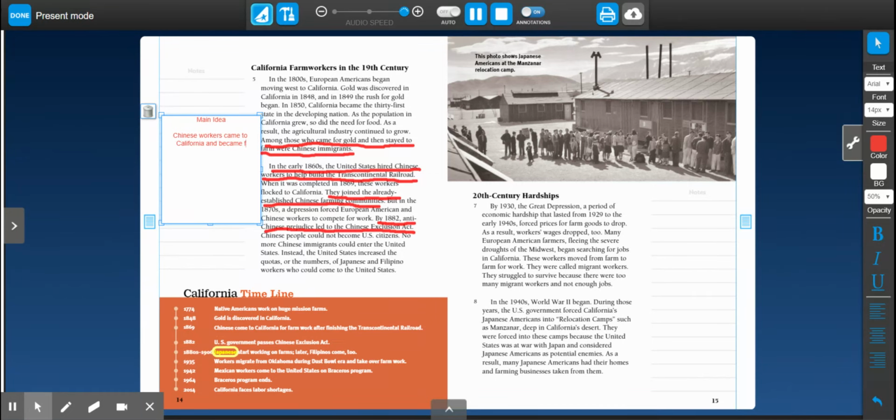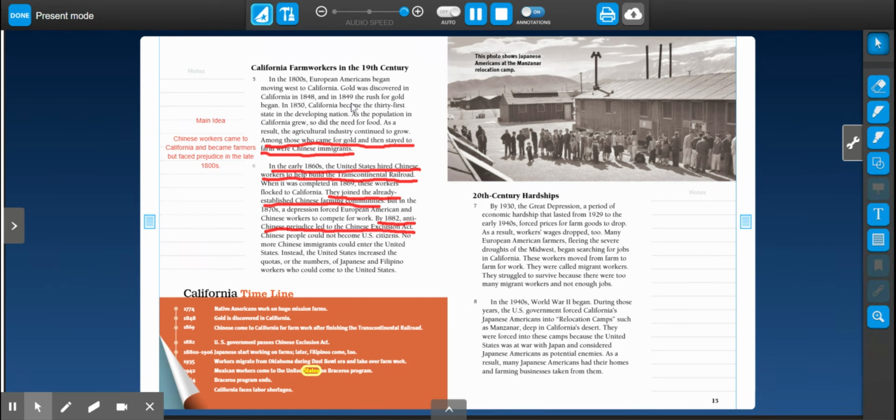1880s to 1906. Japanese start working on farms. Later, Filipinos come too. 1935. Workers migrate from Oklahoma during Dust Bowl era and take over farm work. 1942. Mexican workers come to the United States on Braceros program. 1964. Braceros program ends. 2014. California faces labor shortages.